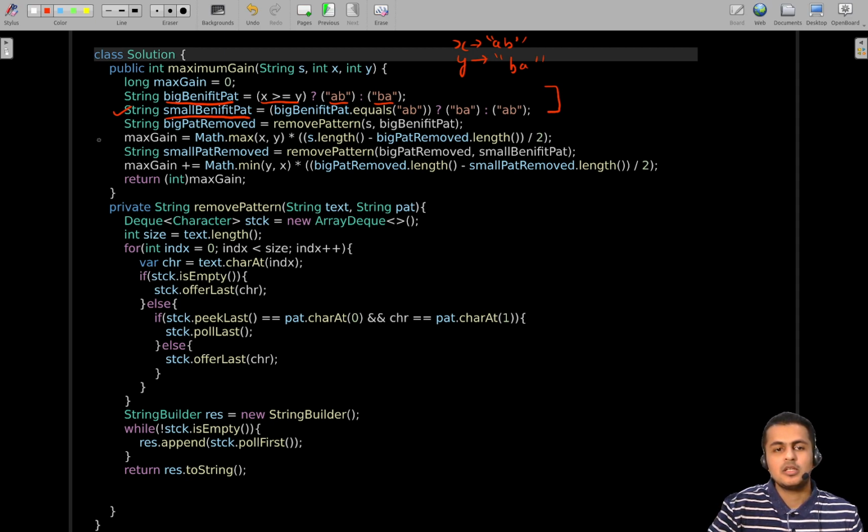Then, further moving down the implementation, you will be removing the bigger point giving pattern first. Removing the more profitable pattern first.